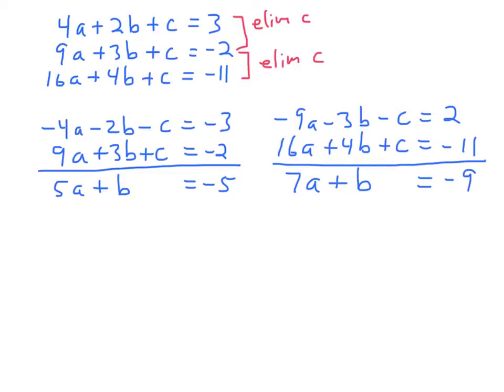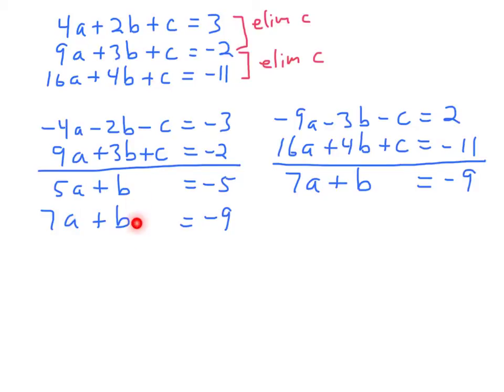Now we want to take these two equations that we just came up with, this one here and this one here, and combine them together. So I'm going to write this one underneath this other one here. So let's put the 7a plus b equals -9 under that one. And now I want to try to eliminate either the a or the b.